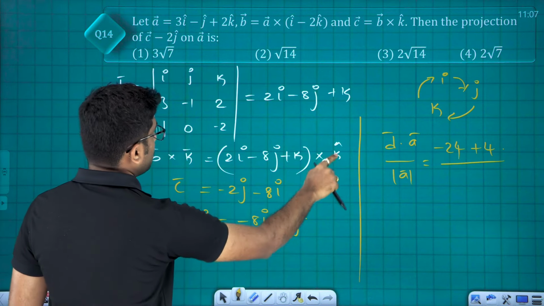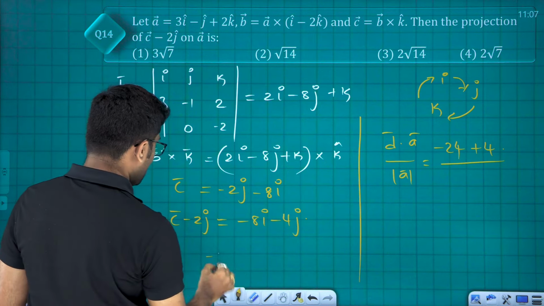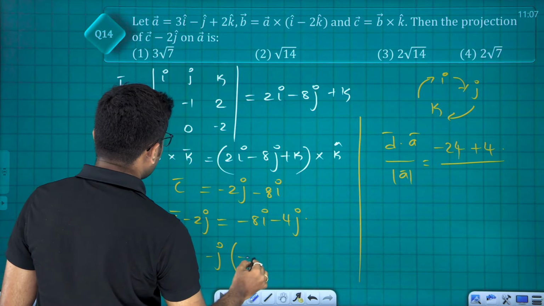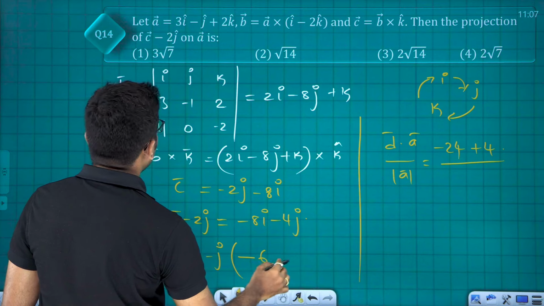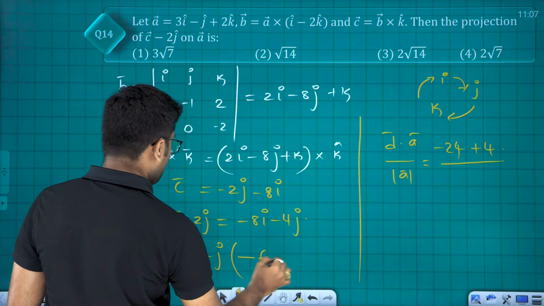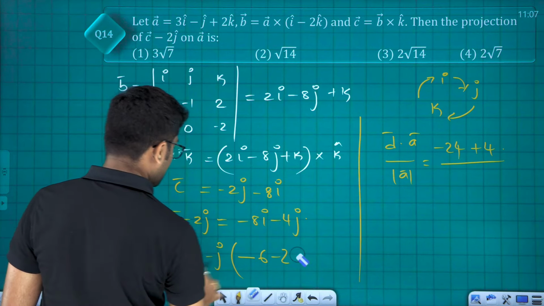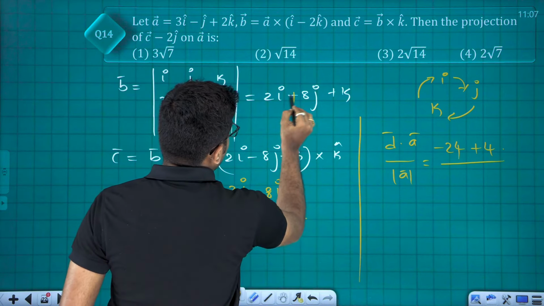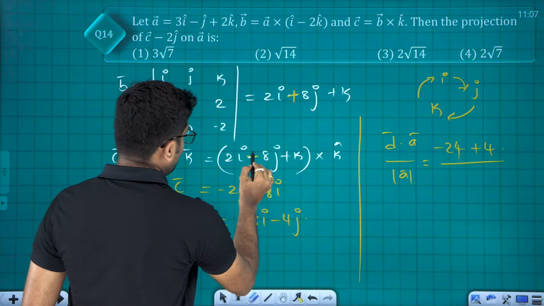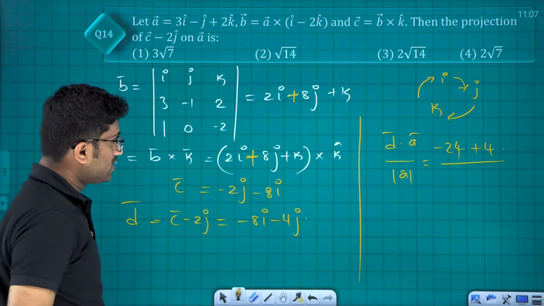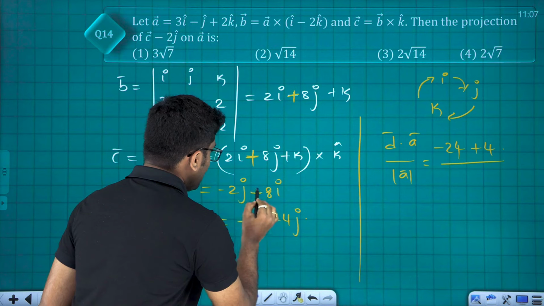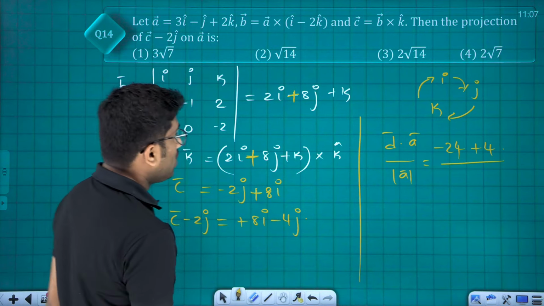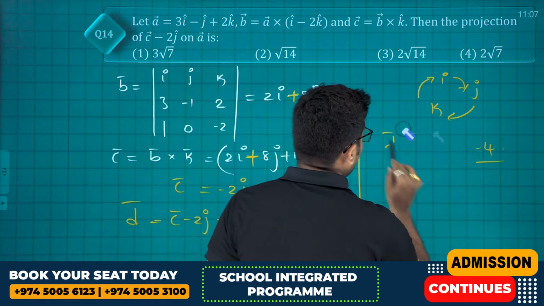2 times of i cross j minus j times of here 3 into minus 2 minus 6 minus 6 minus 2, which is plus 8. It is here, it is plus 8. So 2i plus 8j minus k, this will be plus 8i now. So finally this is plus 8i. Now we need D bar dot A bar.